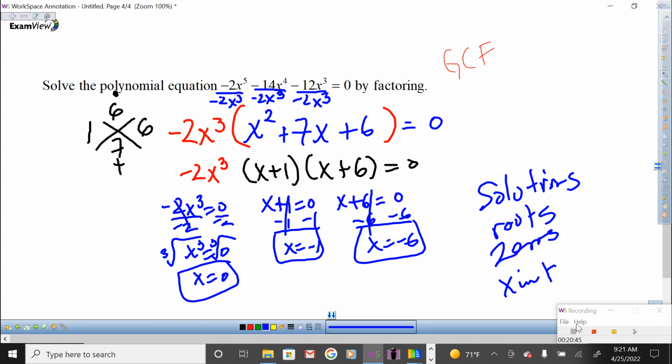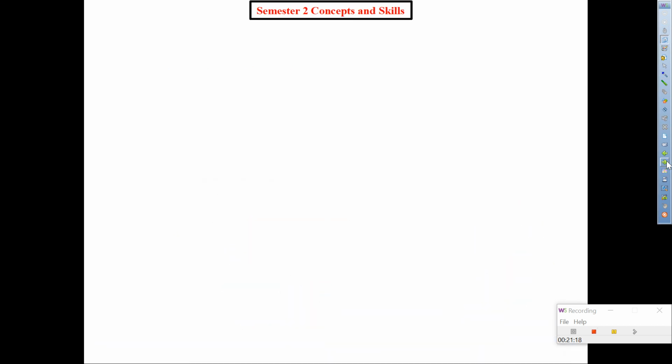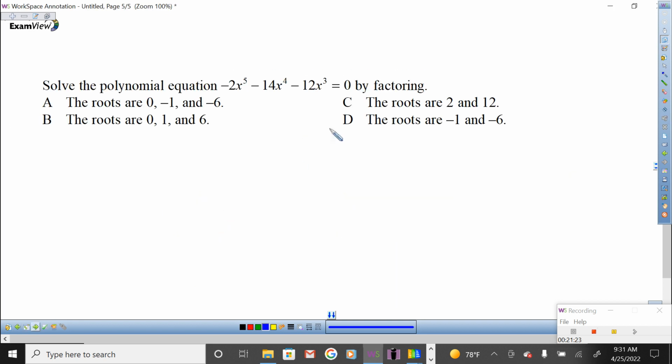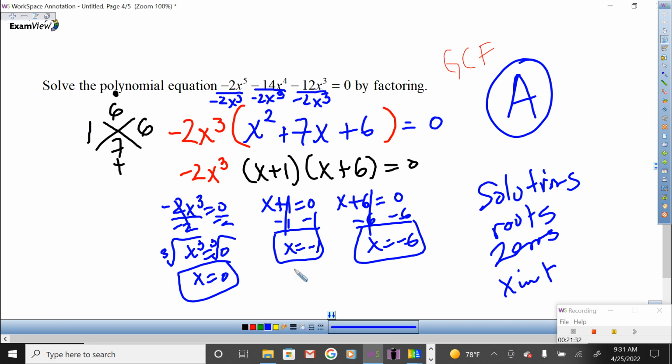Correct answer was, Jerry? What is it? A. Hands if you got A. Hey, Jerry, on the ball. Good job. Let me check. All right, let's see if Jerry is correct. Let's see. 0, negative 1, and negative 6. And what did I write? 0, negative 1, negative 6. So correct answer is? A.